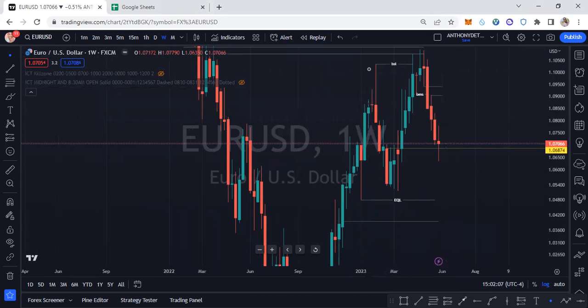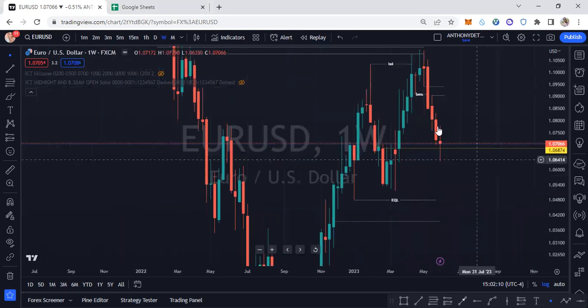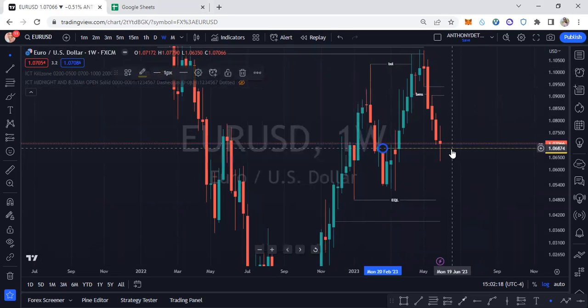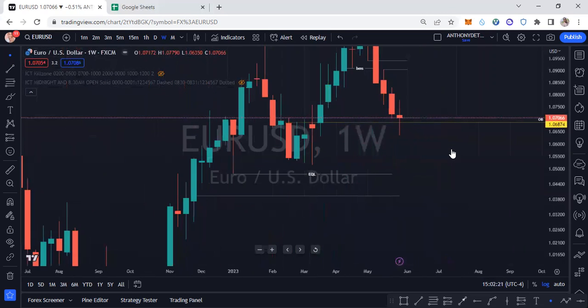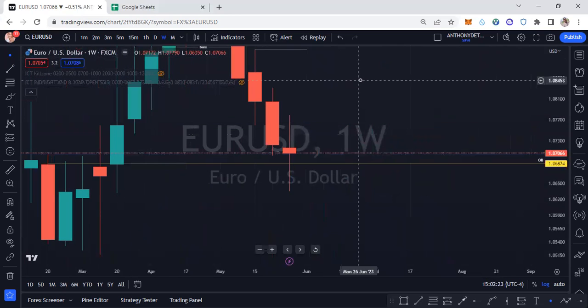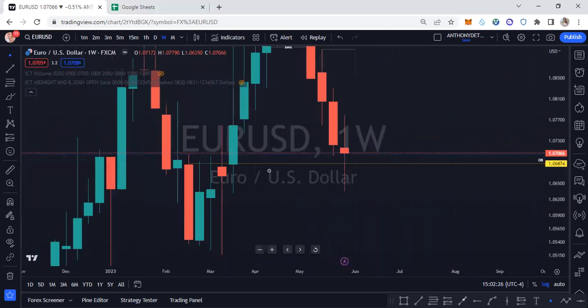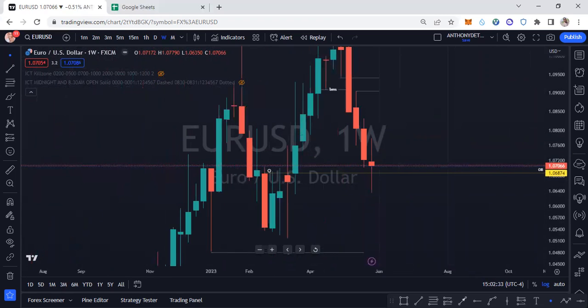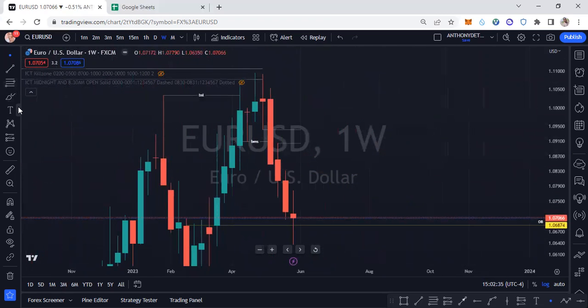But here's the thing, price traded into this weekly order block here. This is the weekly order block, a bullish order block. Price traded into it, and if you see here, we could see that price respected this level. So on the weekly time frame, I will be standing on the sidelines, as I'm expecting price to take this out.